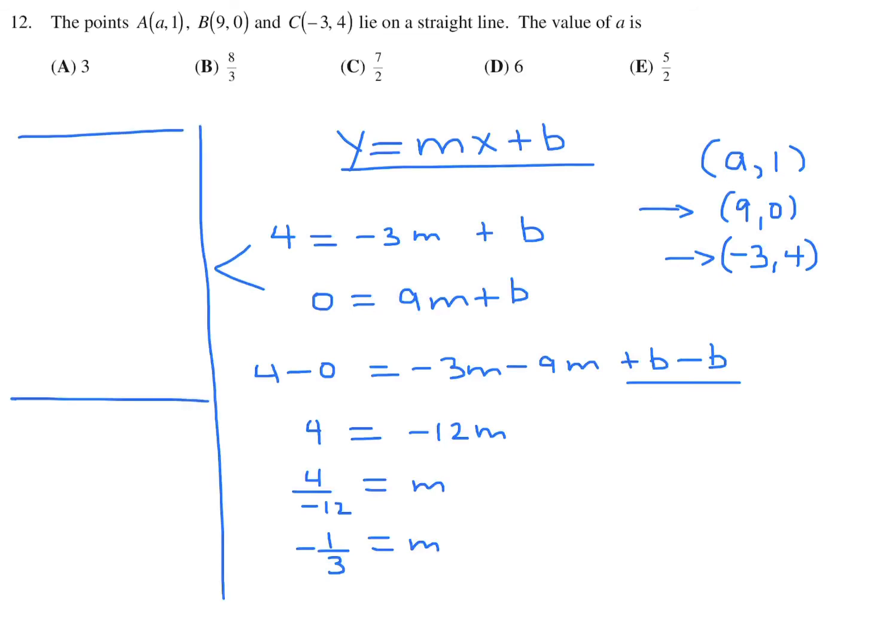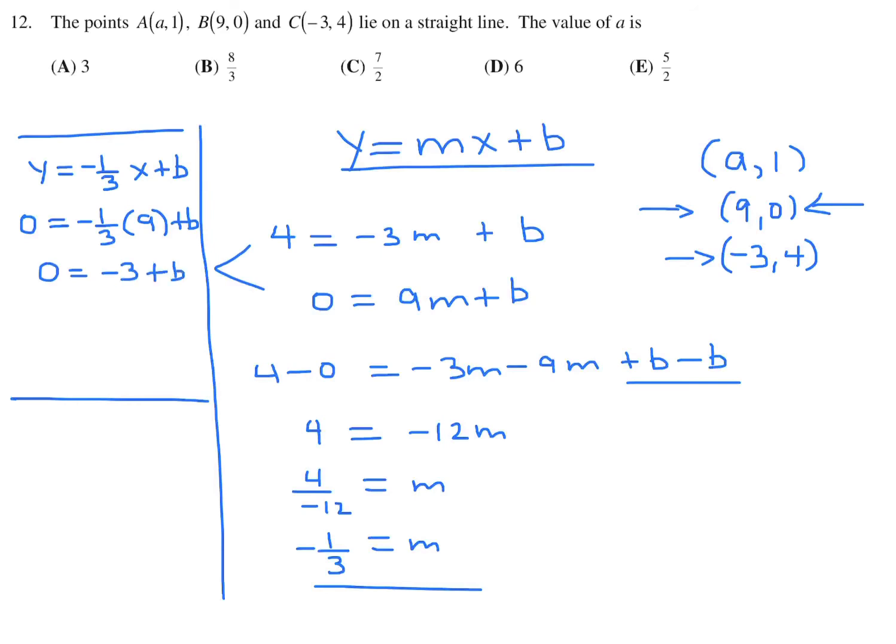Next one I'll try to find is B. So our equation now is y equals negative 1/3 x plus b, because the slope was negative 1/3. And then I'll substitute this one, 9, 0, that point. So 0, negative 1/3, x is 9 plus b. So this looks like 0, negative 3 plus b, and therefore b is equal to 3.